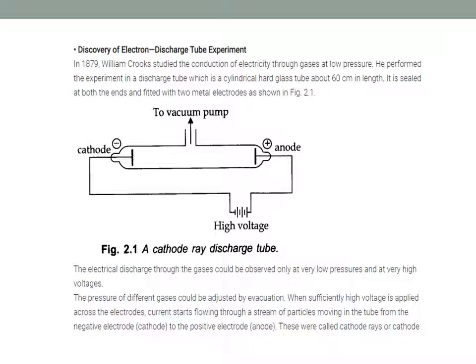The electrical discharge through the gases could be observed only at a very low pressure and at very high voltage. The pressure of different gases could be adjusted by evacuation. When sufficiently high voltage is applied across the electrodes, current starts flowing through a stream of particles moving in the tube from the negative electrode to the positive electrode. These were called cathode rays.